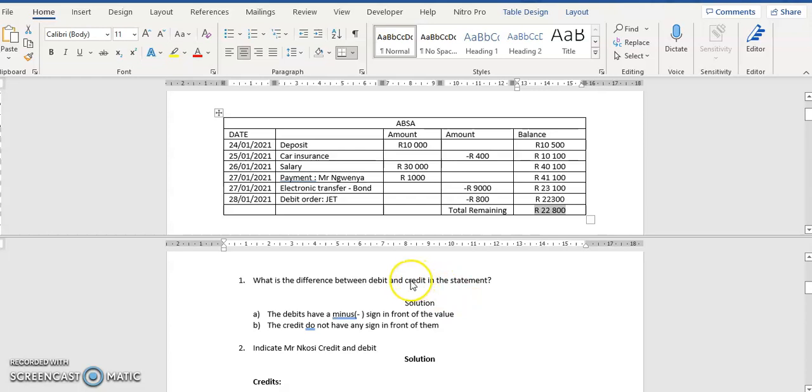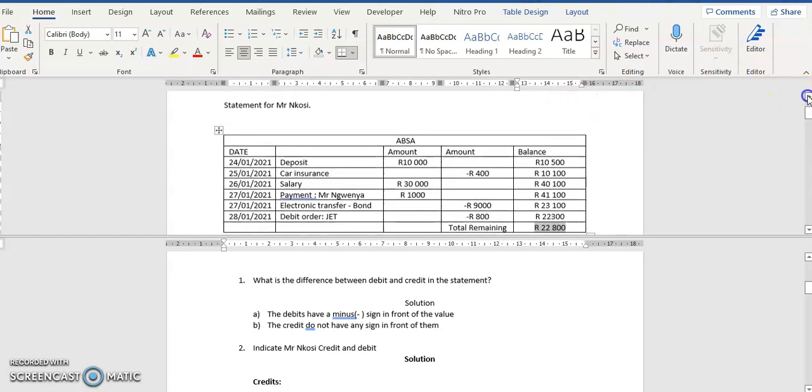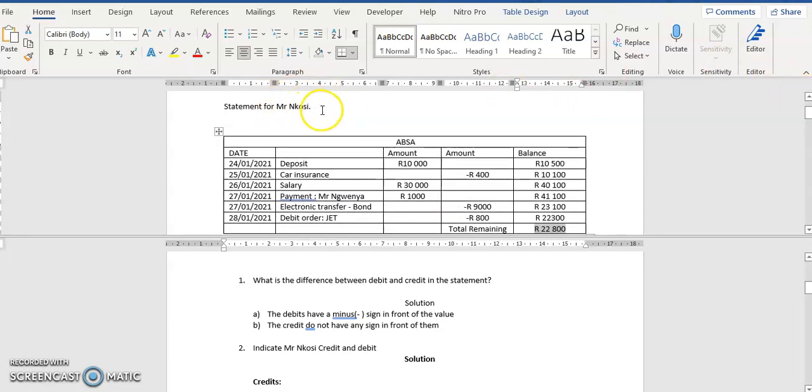Then what about a credit? Credit doesn't have any value in front. So like these ones, these are the credits. Deposit is a credit, salary is a credit, payments made by Mr. Ngwenya, a different person, into the account of Mr. Nkosi. This is the statement of Mr. Nkosi. So this is credit. It doesn't have minus. So if you see minus, it's debit. If you don't see minus, it's what? Credit. So let's take note of this.